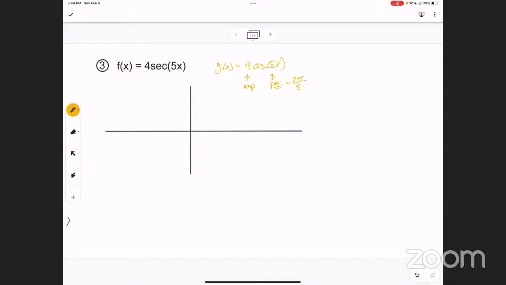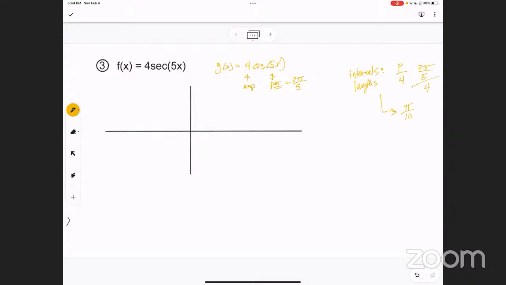Okay. So the hardest part of this is to find your intervals. So the intervals are always going to be whatever your period is divided by 4. Those are your interval lengths. Sorry, these are not your intervals. These are your interval lengths. Okay, so the period over 4, which is 2 pi over 5 divided by 4, which is 2 pi over 20, I'm sorry, pi over 10. So the interval lengths are pi over 10.